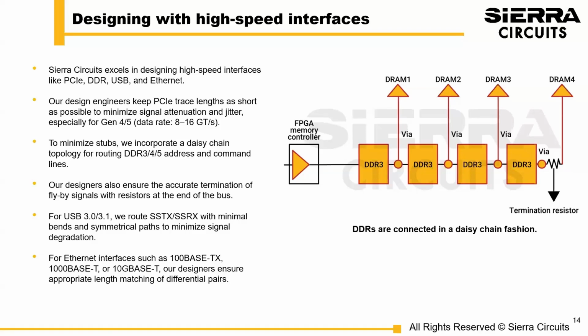For USB 3.0 or 3.1, we route SSTX or SSRX with minimal bends and symmetrical paths to minimize signal degradation. When designing Ethernet interfaces, such as 100 base TX, 100 base T, our designers pay careful attention to the length matching of differential pairs.